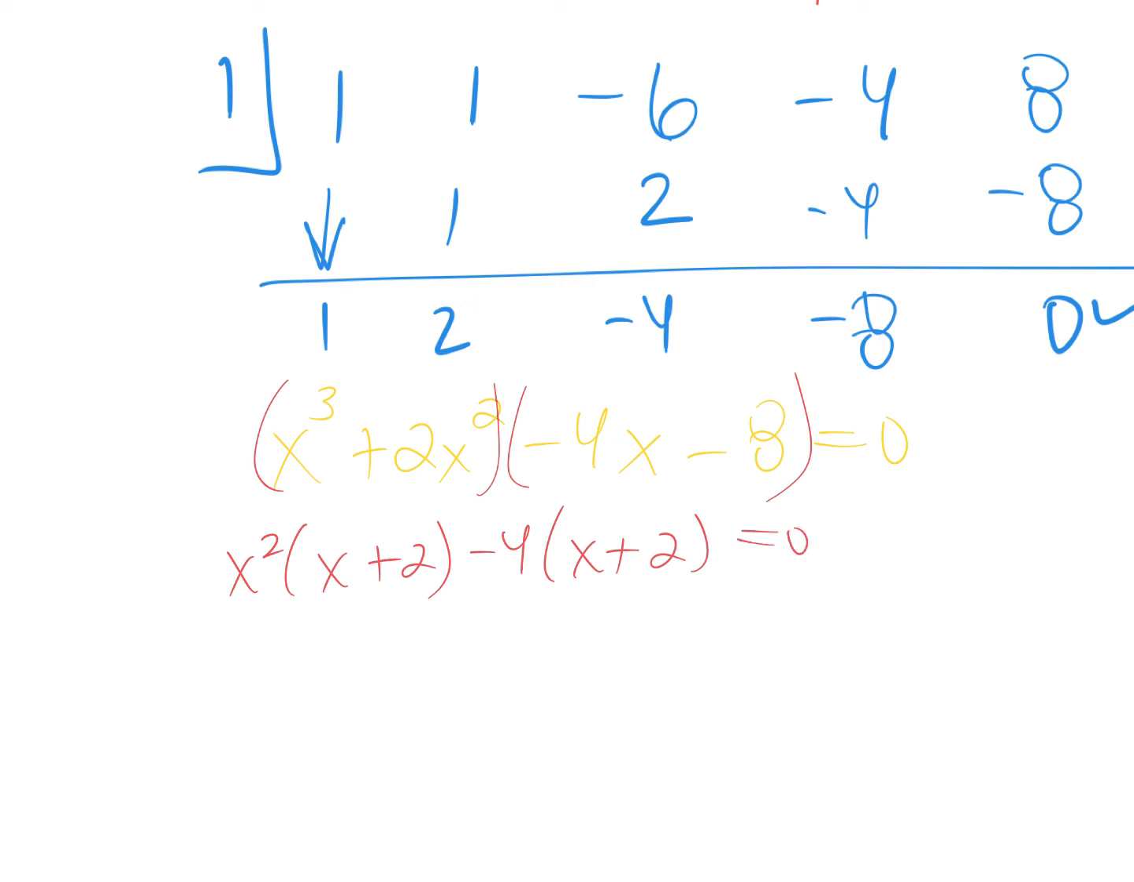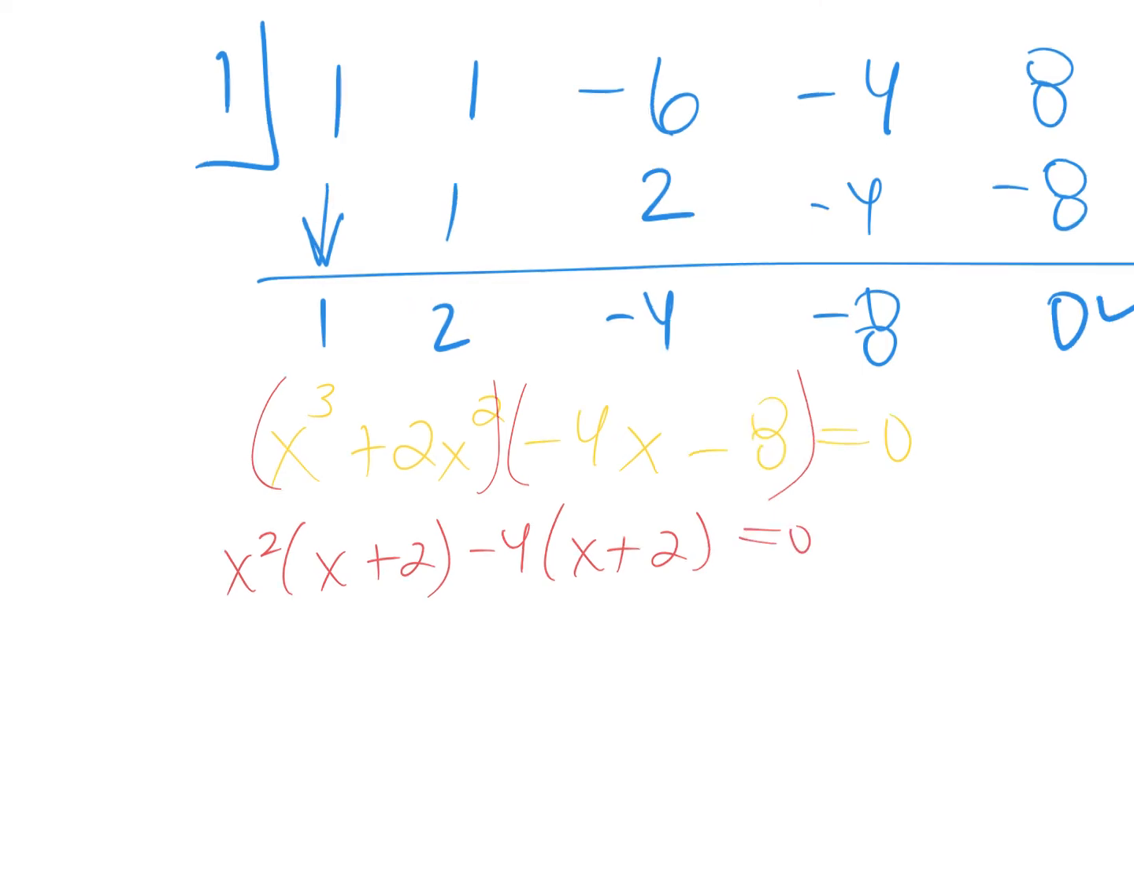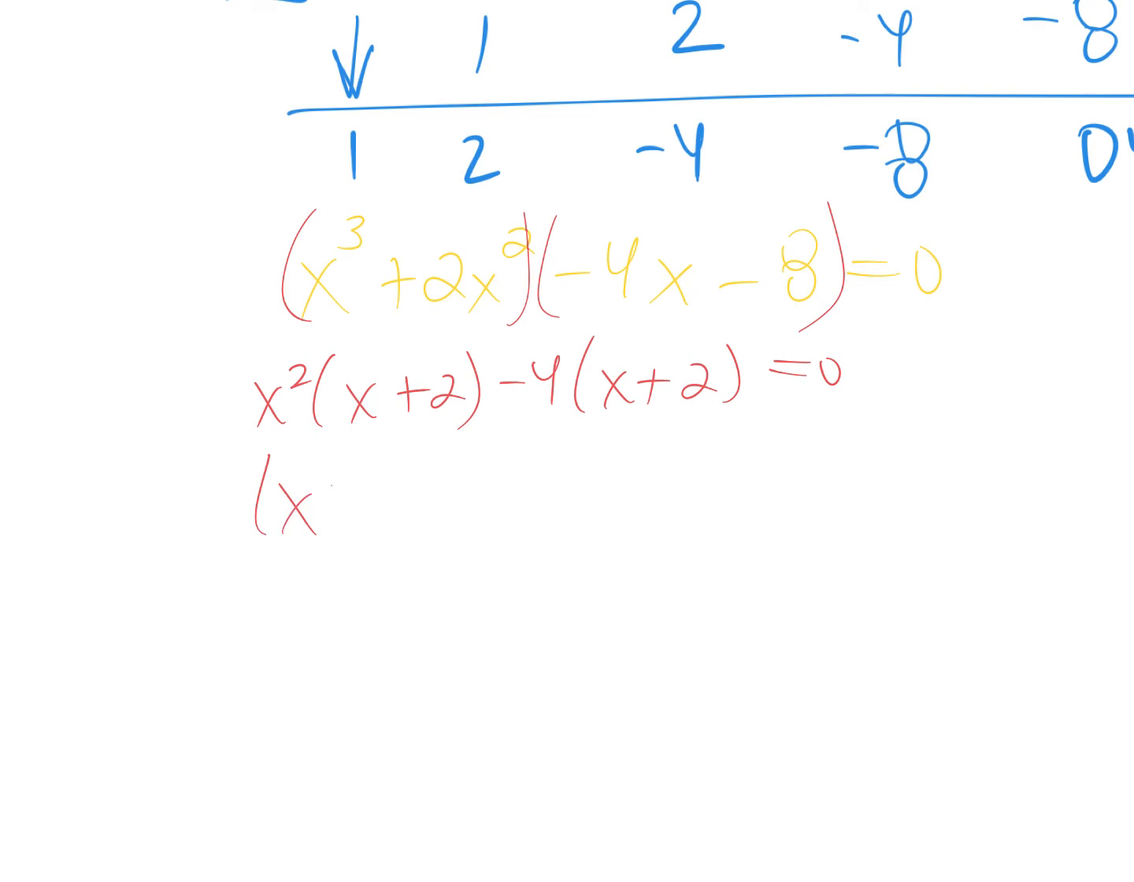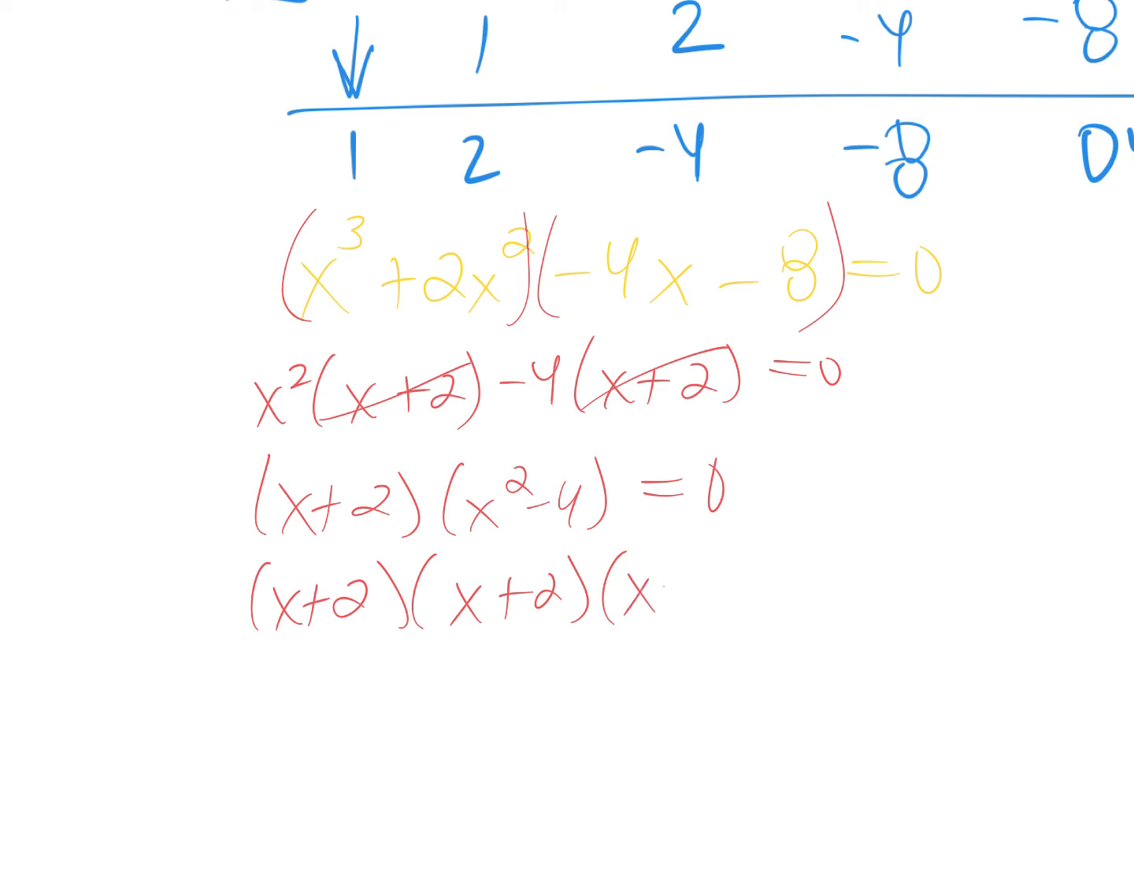Do you guys notice now the new GCF? It's x plus 2. How many times do we write it? 1 time out in front. What happens with x squared minus 4? It gets its own parenthesis. Can I factor that a little more? To what? x plus 2, x minus 2. Perfect.